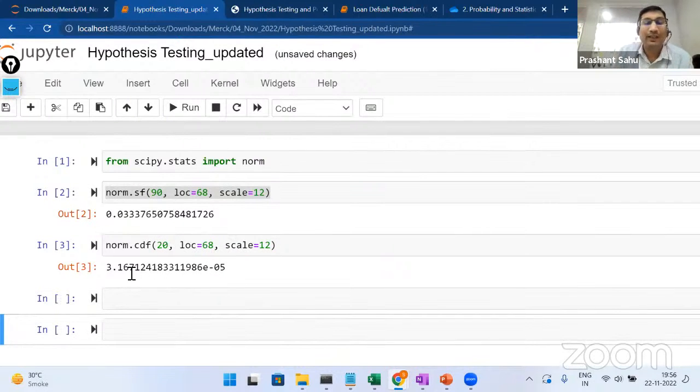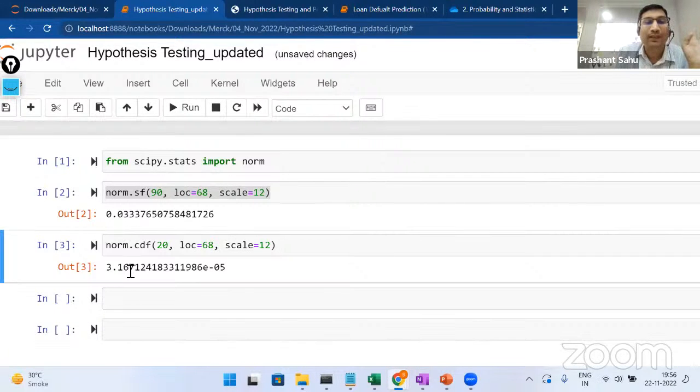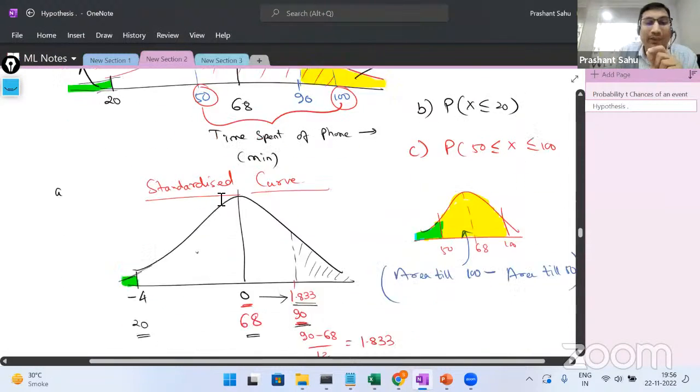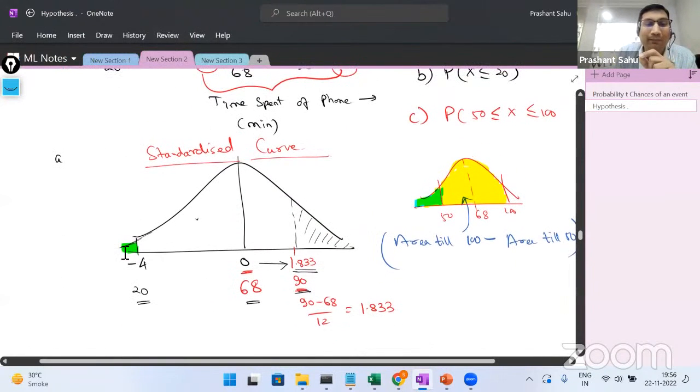Basically, 20 is roughly 4 standard deviations away from the mean, and that is why this probability is very, very small. Once again, I repeat, 20 is 4 standard deviations away from the mean. How do you know that? 20 minus 68 divided by 12. What is 20 minus 68? 48. 48 by 12 is 4, correct? So 20 is 4 standard deviations away from the mean. Please understand this. When you standardize it, that 20 will become minus 4.